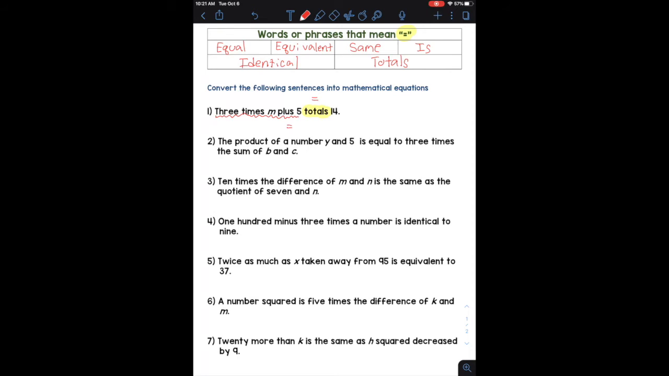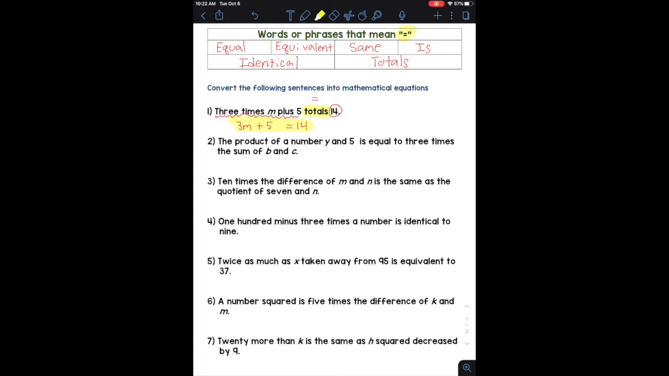in our equation. So how would we write 3 times m plus 5? Well, 3 times m would look like this, and then plus 5. And then the only thing to the right side of the word totals is the number 14, so our equation would be 3m plus 5 equals 14, and that would be our answer.